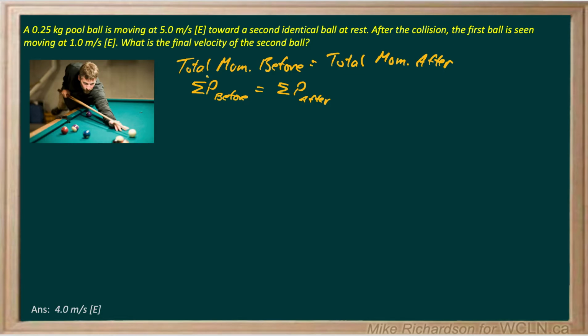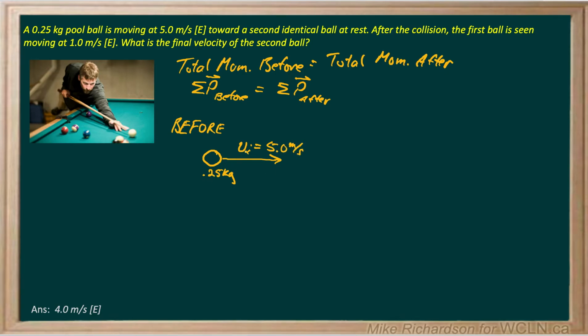Now remember, momentum is a vector, so we've got to watch the directions. Got to be careful with that. So let's set up the before situation with a picture. Before, we have one pool ball in motion, and it weighs 0.25 kilograms. Its mass is 0.25 kilograms, and its initial velocity is towards the east, and that is 5.0 meters per second.